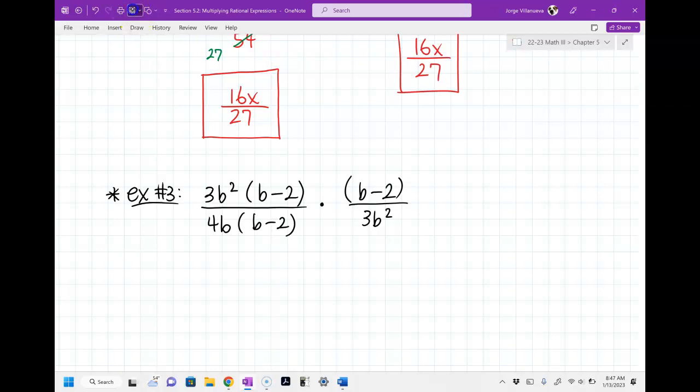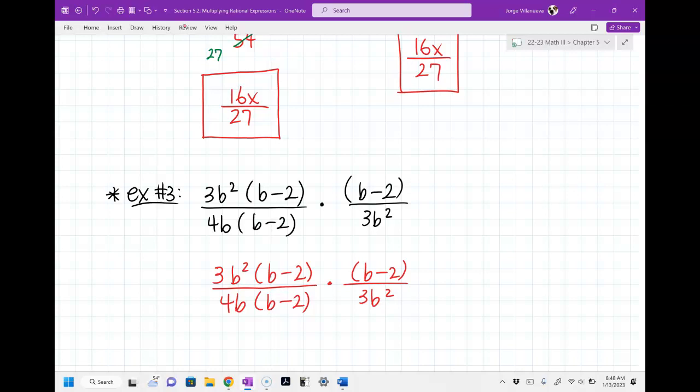Okay, so let me rewrite this. I always like to rewrite it because I'm about to scratch it all up. So I don't want to scratch up the original problem. So 4b times (b minus 2) times (b minus 2) over 3b squared. Okay. I could multiply everything together if I want, okay? But I'd rather try to get rid of stuff first, because then I'm going to end up with a bunch of junk that I have to try to figure out how to break down. Why don't I break stuff down now that I can see it?